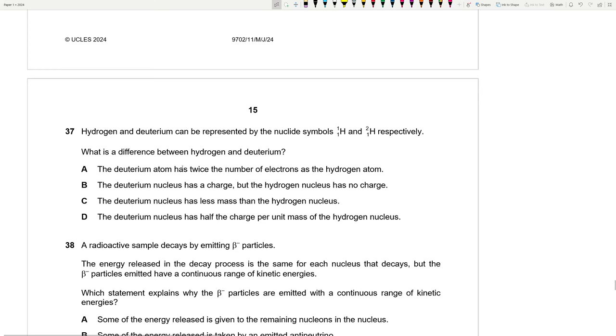Last 4, hydrogen and deuterium can be represented by these nuclide symbols. What is the difference between hydrogen and deuterium? It's the same element. They are isotopes of each other. They have the same proton number, but deuterium has one more neutron.